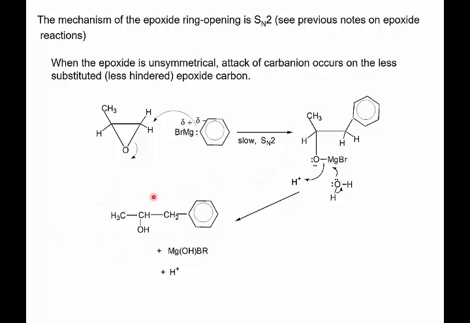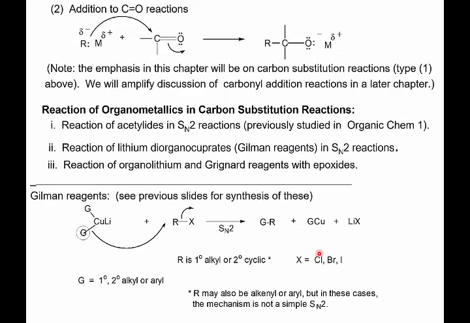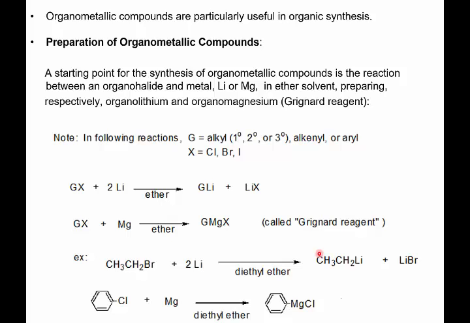And so you could say, well, this is one general way to make an alcohol, starting with an epoxide and allowing it to react with an organometallic. We want to stress that the organometallic has to be an organomagnesium or an organolithium compound. All right, that completes our discussion. In class, we'll talk about the ways to synthesize organometallic compounds.